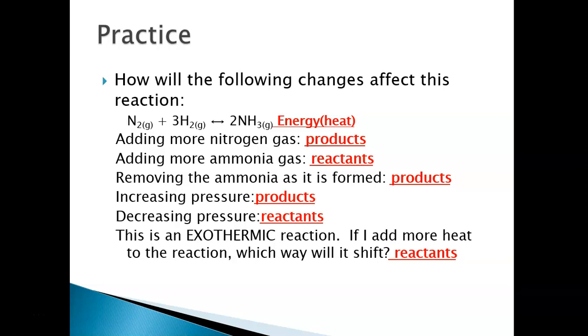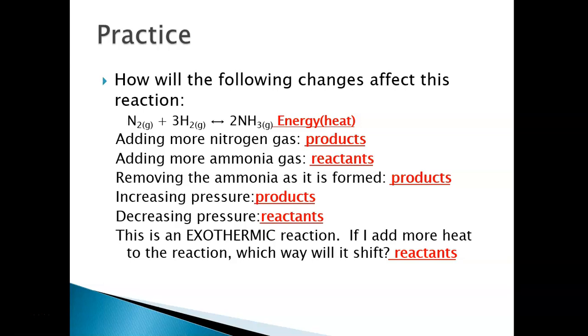Now, for pressure, I have to look at the number of moles of gas. So on the reactant side on the left, there's 4 moles of gas. And I figured that out by looking at the coefficients. Nitrogen has a coefficient of 1, and hydrogen has a coefficient of 3. So there's 4 moles of gas on the reactant side over on the left, and there's only 2 moles of gas on the product side. So if I increase the pressure, the system is going to shift to the side with fewer moles of gas, which in this case is the product side.